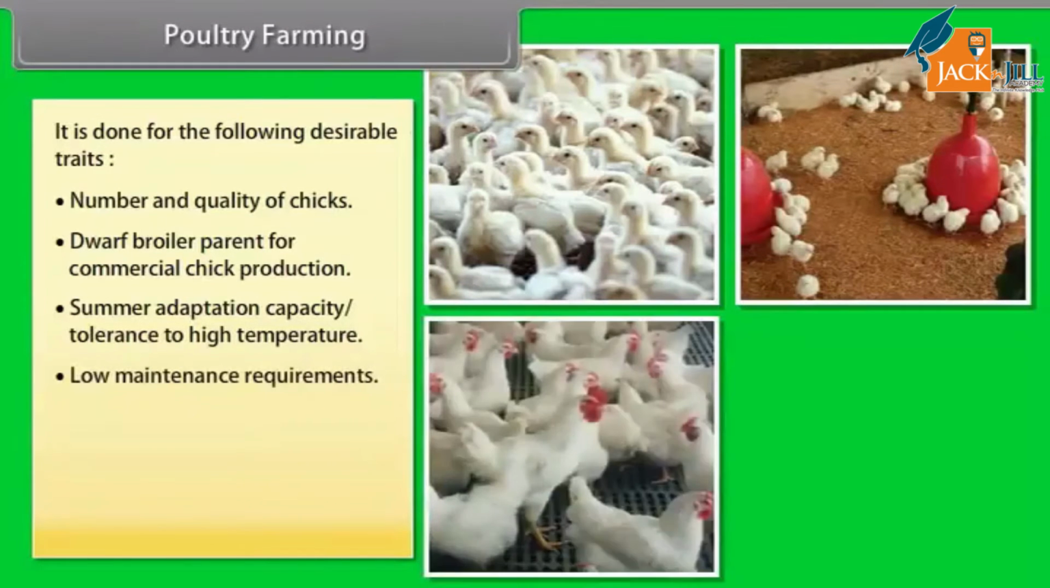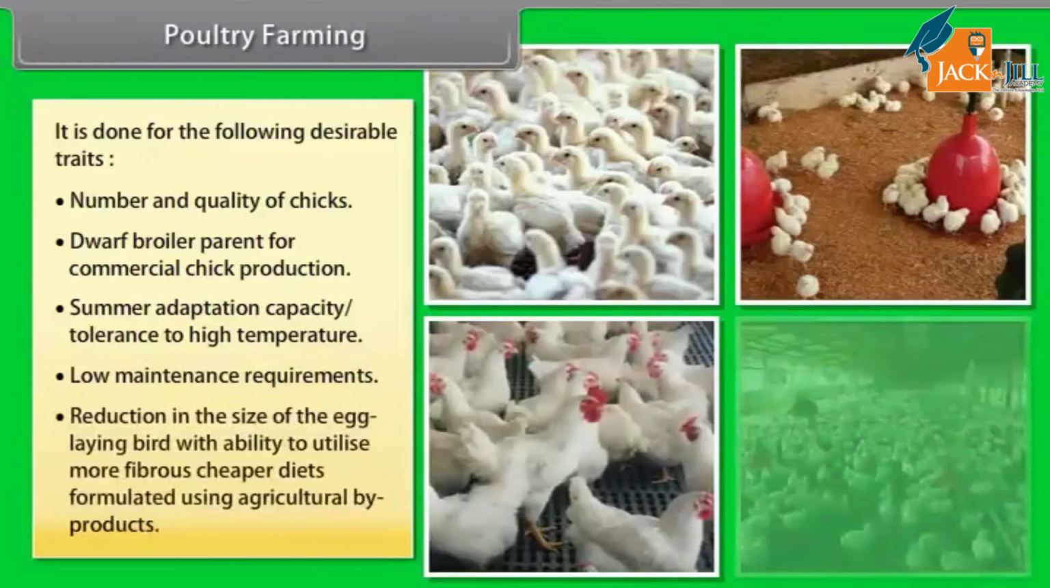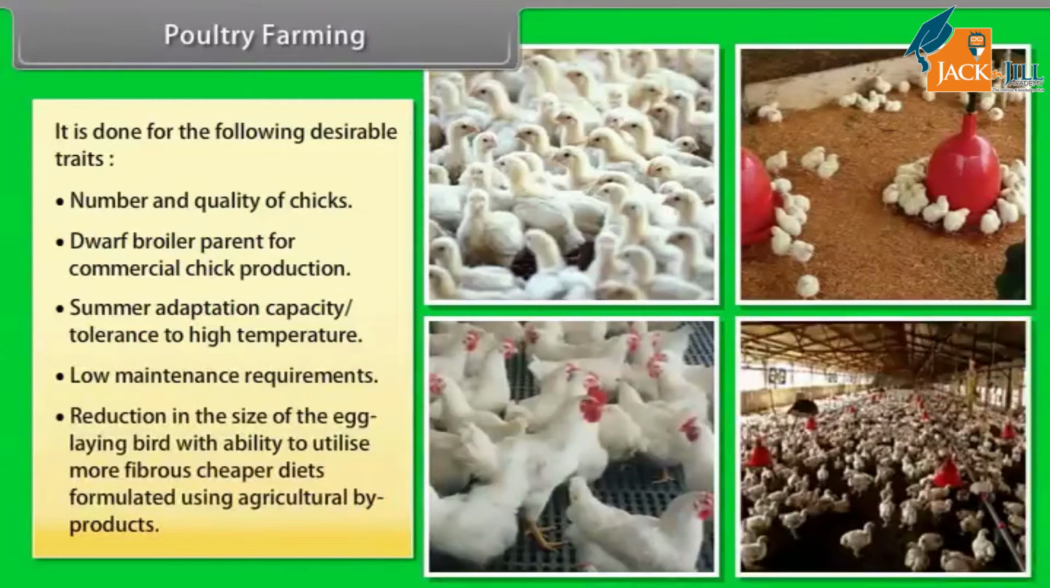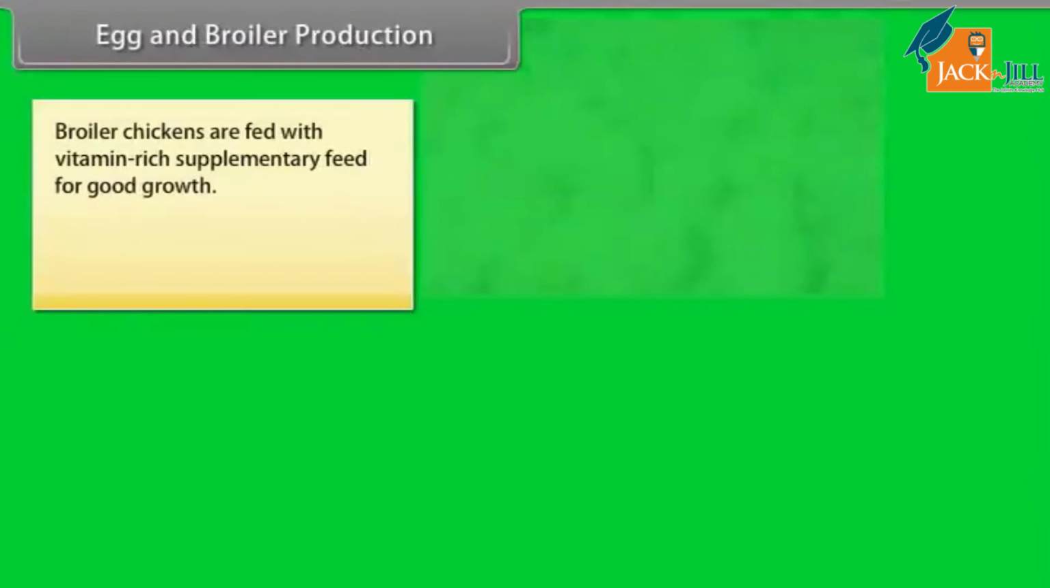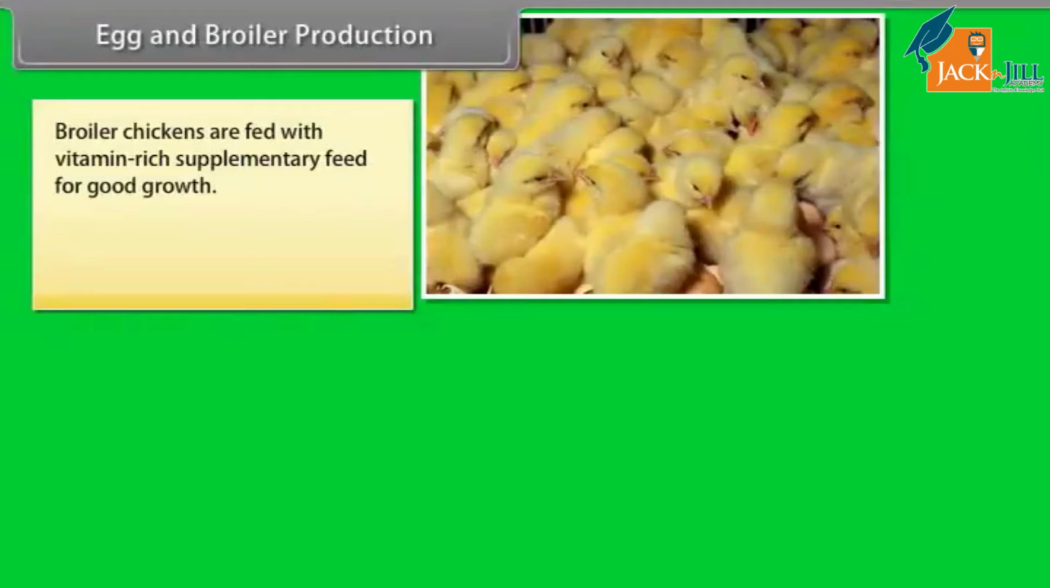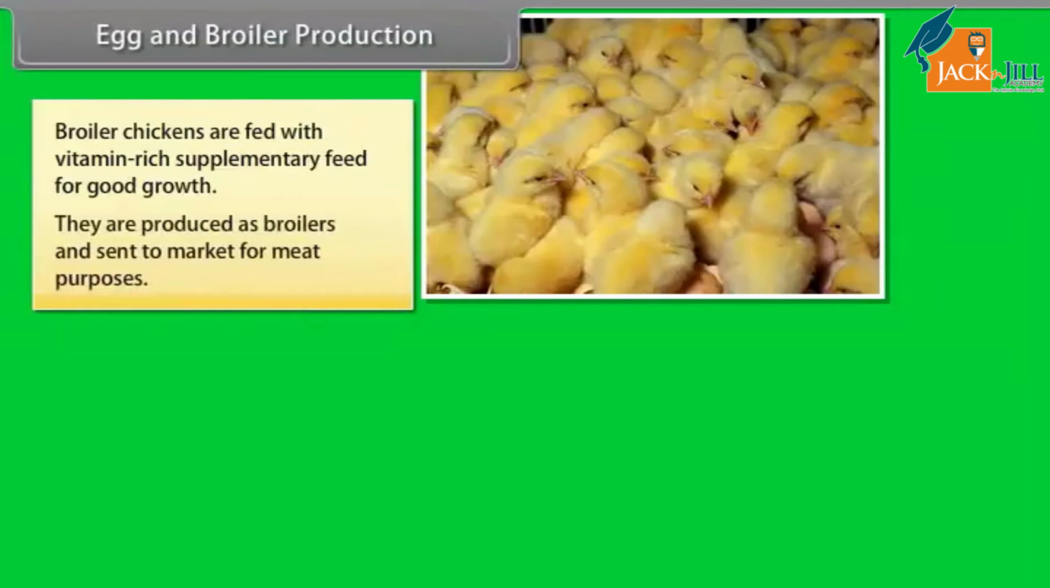low maintenance requirements, and reduction in the size of the egg-laying bird with the ability to utilize more fibrous, cheaper diets formulated using agricultural byproducts. Egg and broiler production. Broiler chickens are fed with vitamin-rich supplementary feed for good growth. They are produced as broilers and sent to market for meat purposes.